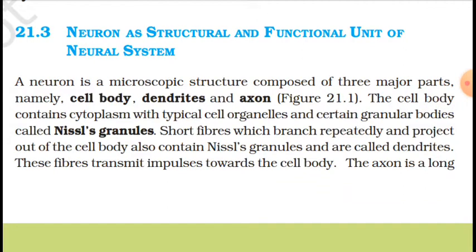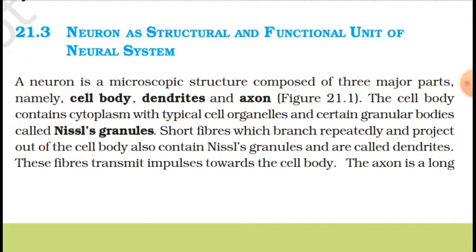When we study the neural system of the human body, one question arises in our mind. What is the structural and functional unit of the neural system? The neuron, or nerve cell, is the structural and functional unit of the neural system in the human body. A number of neurons are arranged in our brain and spinal cord region. They are microscopic in structure, and this is the main structural and functional unit of the neural system.